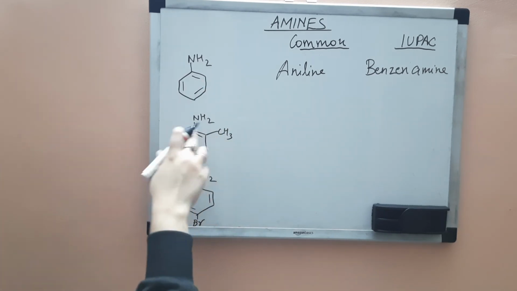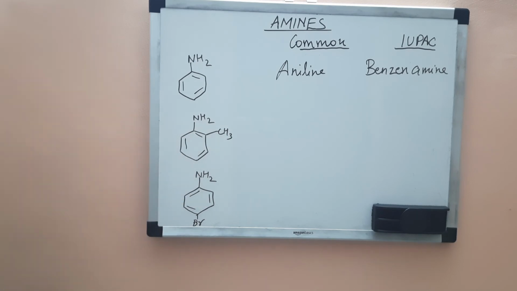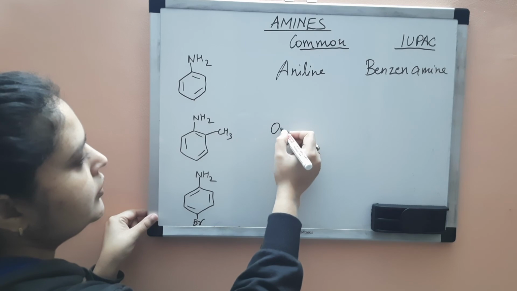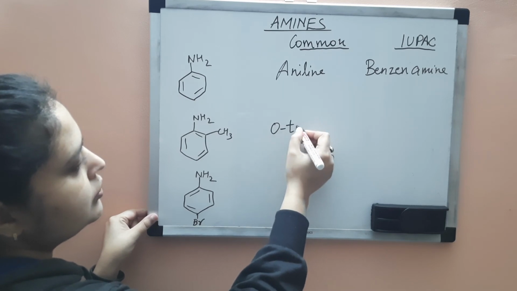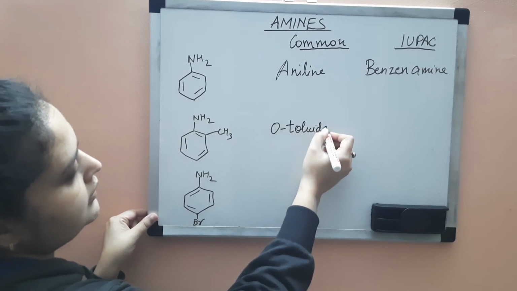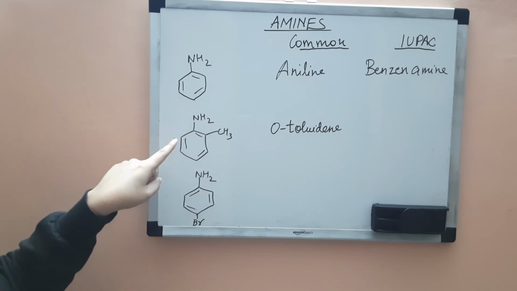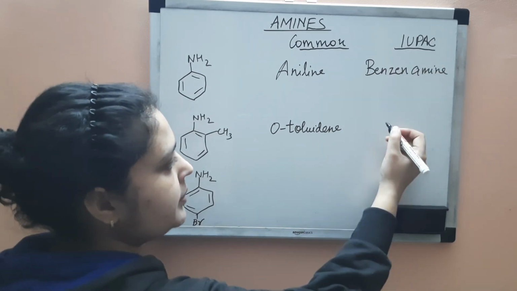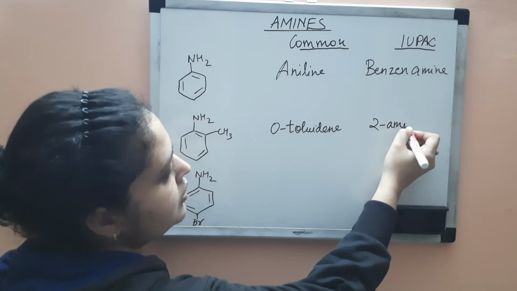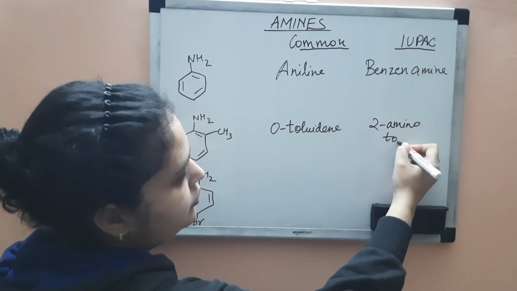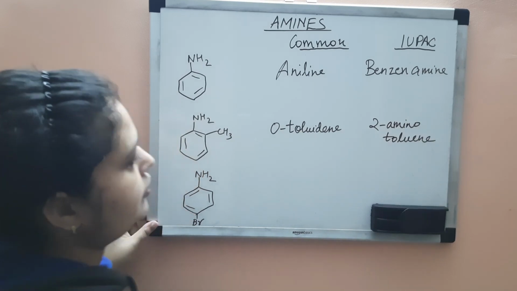The next one has a methyl group at the ortho position. In the common nomenclature, it is known as ortho toluidine. Or in the IUPAC nomenclature, it can be named 2-amino toluene.